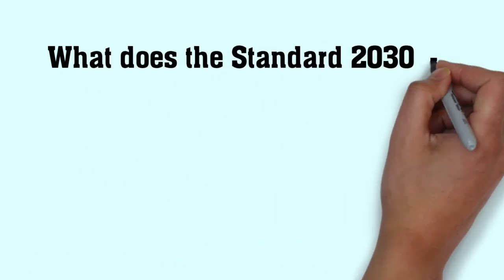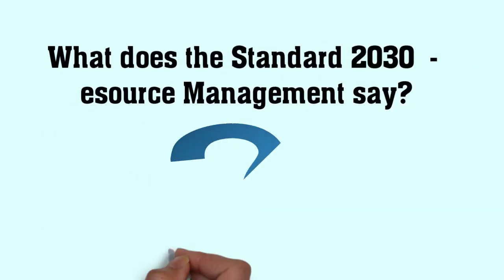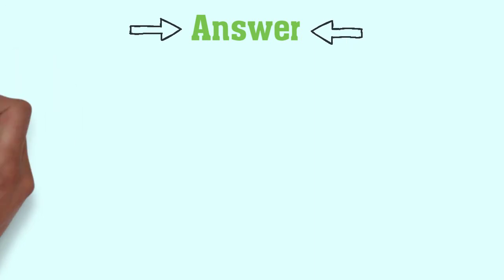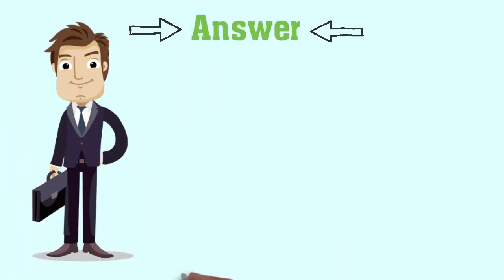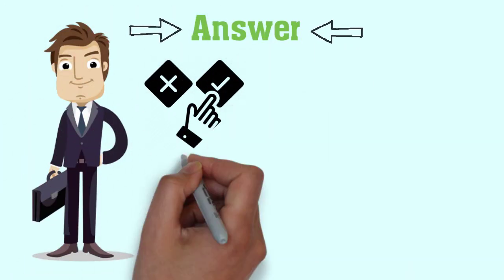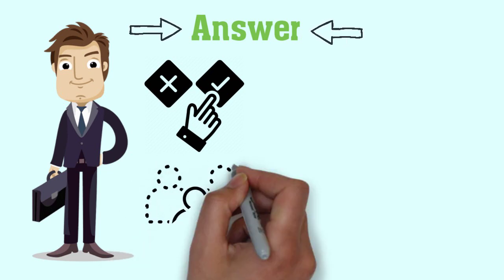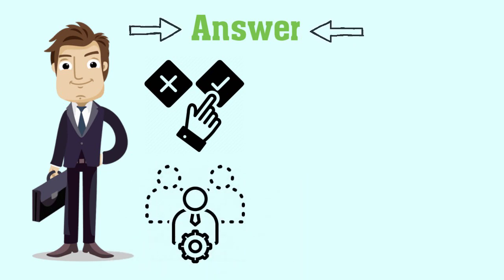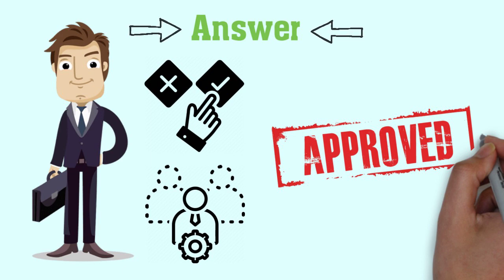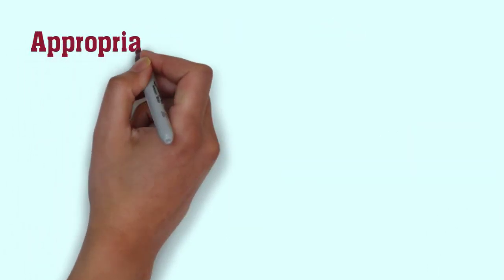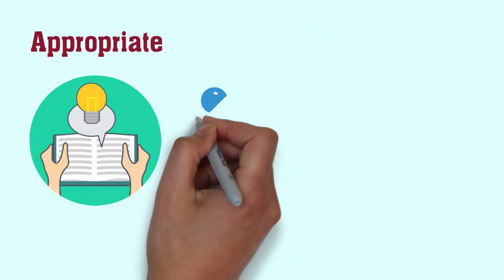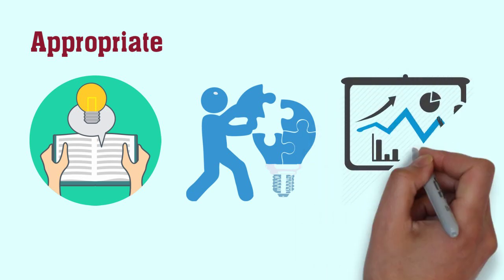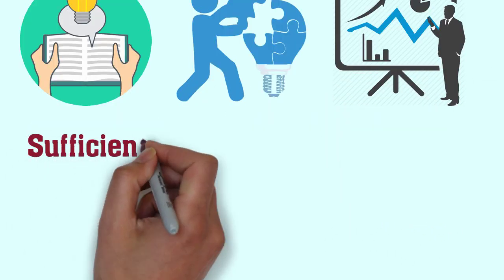What does the standard 2030 resource management say? The chief audit executive must ensure that internal audit resources are appropriate, sufficient, and effectively deployed to achieve the approved plan. Appropriate refers to the mix of knowledge, skills, and other competencies needed to perform the plan.